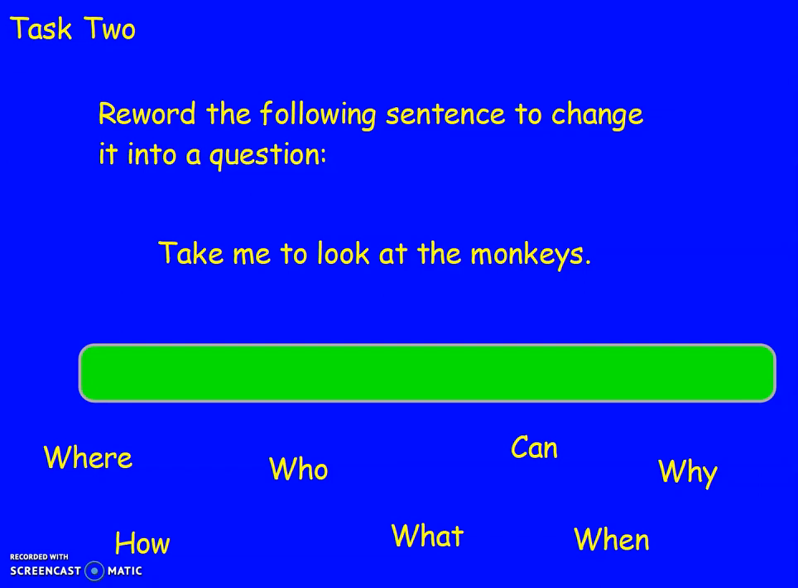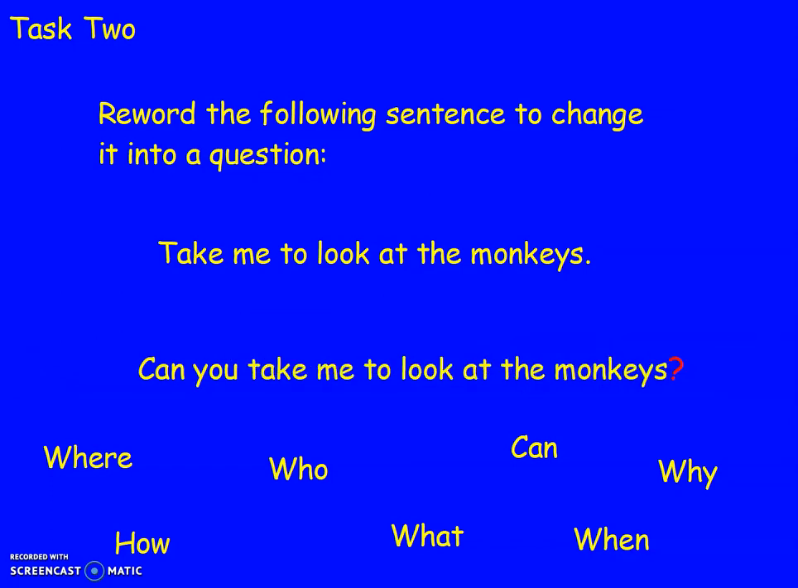So task 2 is going to be looking at changing statements or commands into a question. So the following sentence, take me to look at the monkeys. That is a command. That is somebody telling somebody what they want them to do. Have a think how you can change that into a question. So instead of commanding somebody to take you to look at the monkeys, how would you word that if it was going to be a question? Pause the video, have a little think.